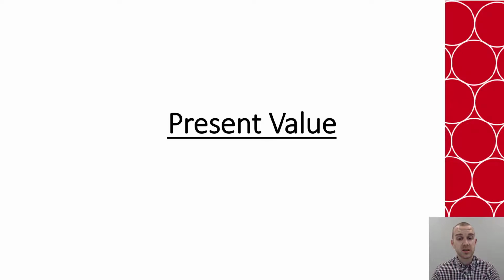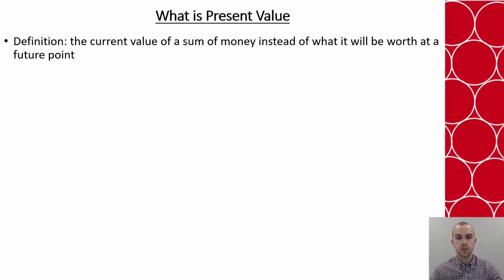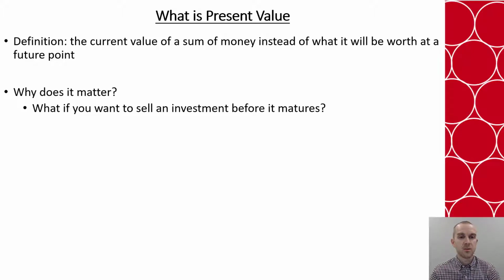In this video, we'll discuss present value. Now, present value is the current value of a sum of money instead of what it will be worth at a future point. So if you think about all those times we've been calculating compound interest, we've been calculating its future value. In this case, we may know the future value and we want to determine what's the current value. So when would this happen? Why would we care about it?